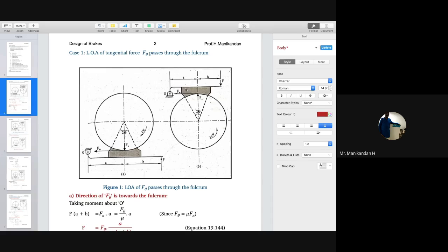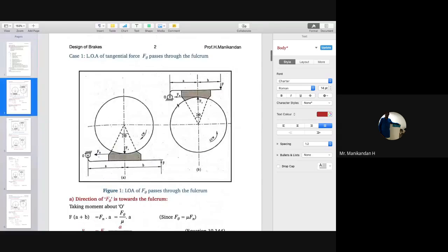So this is a lever, the brake lever. This is the fulcrum base, and if you apply the force F on the brake lever, it will press the brake shoe over the brake drum, which will create a frictional force, and due to the frictional force the vehicle will stop. So this is how the block brake or shoe brake works.